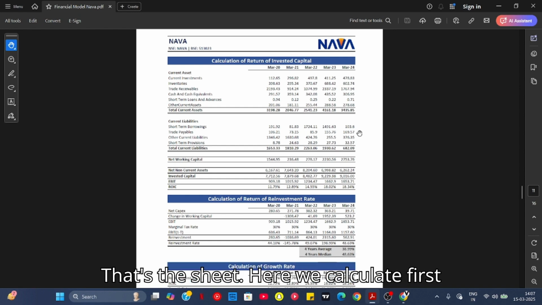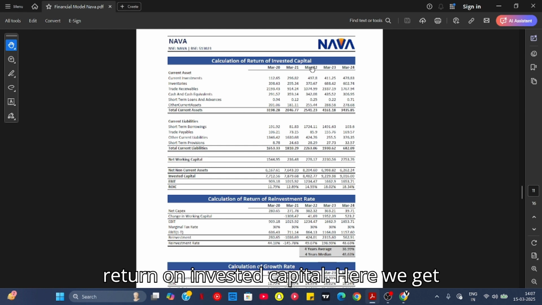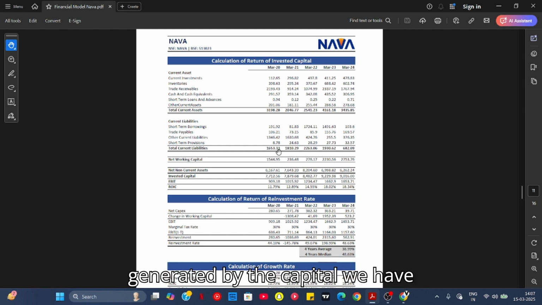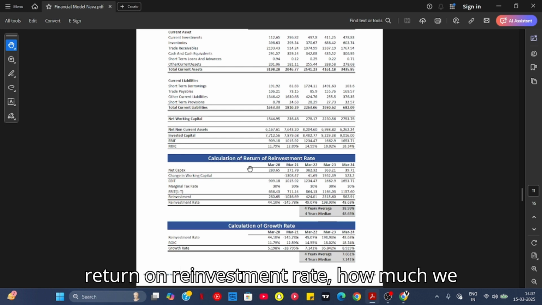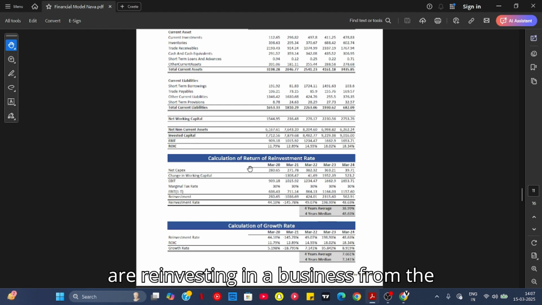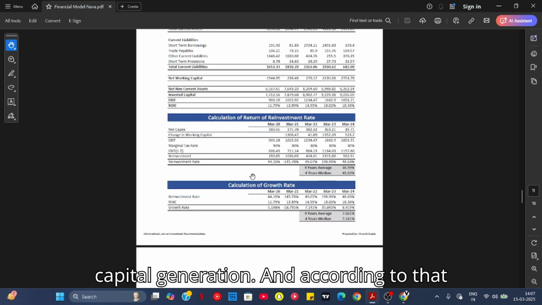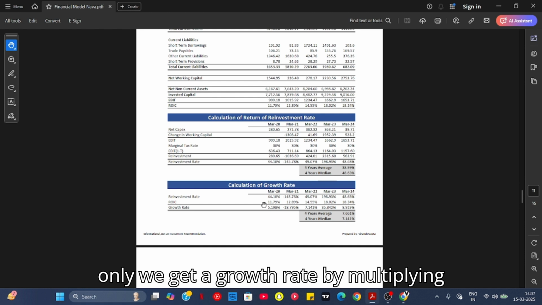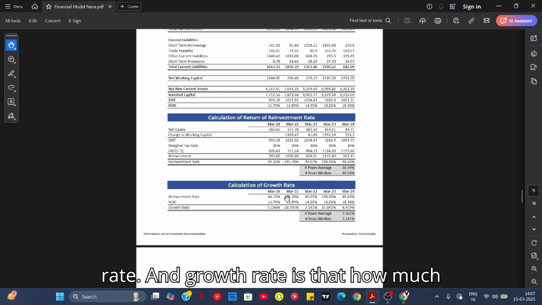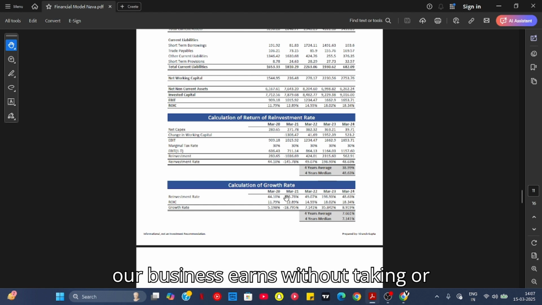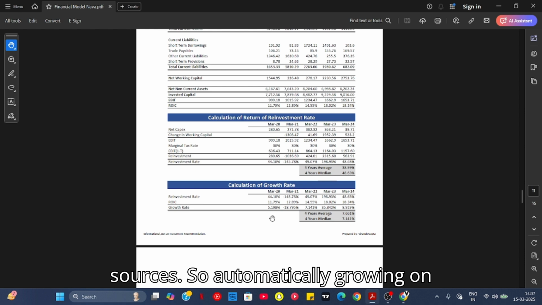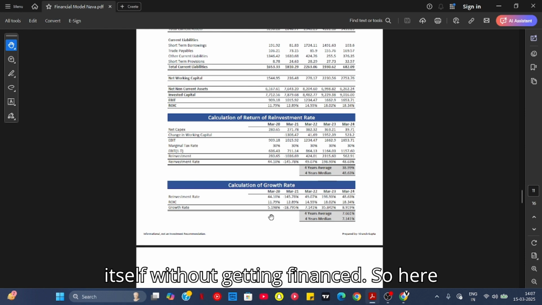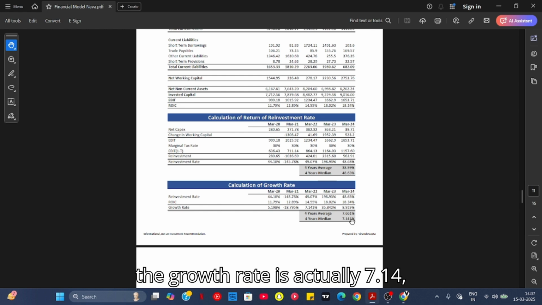That's the sheet. Here we first calculate return on invested capital. Here we get to know how much return we actually generated by the capital we have invested. And second, we calculate the reinvestment rate, how much we are reinvesting in the business from the capital generated. And according to that we get a growth rate by multiplying both the factors. And the growth rate tells how much a business earns without taking or financing any money from external sources, so automatically growing on itself without getting finance. So here the growth rate is actually 7.14, which is really good.